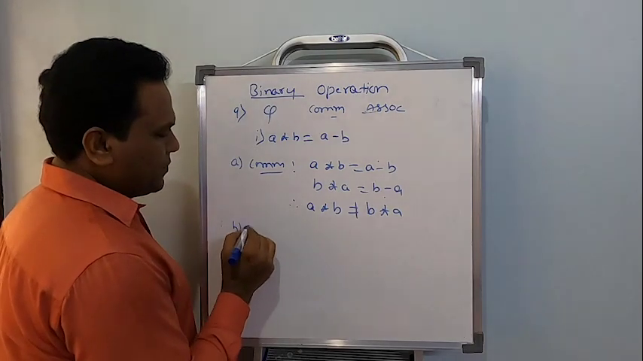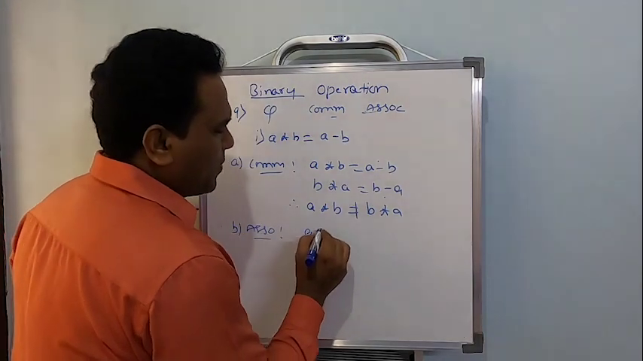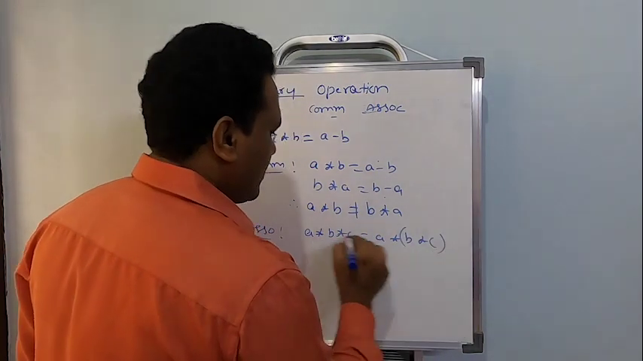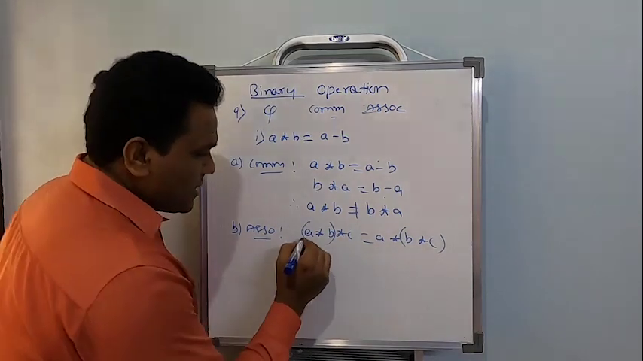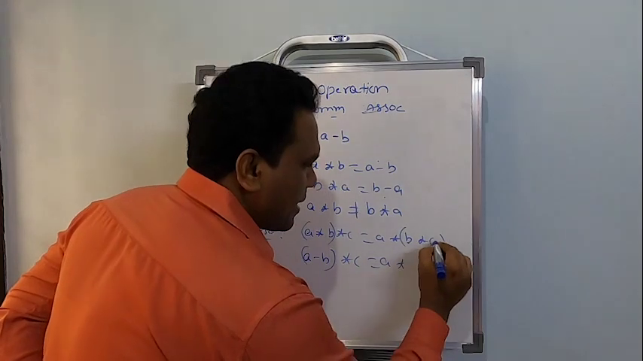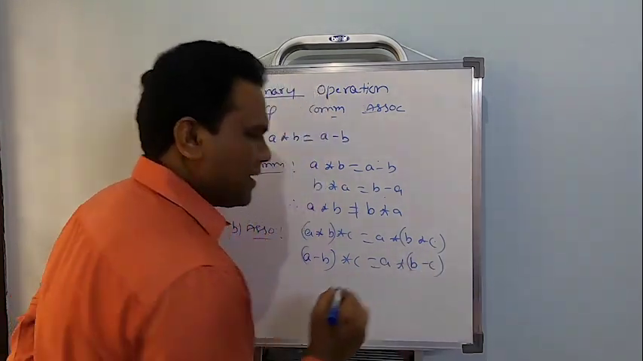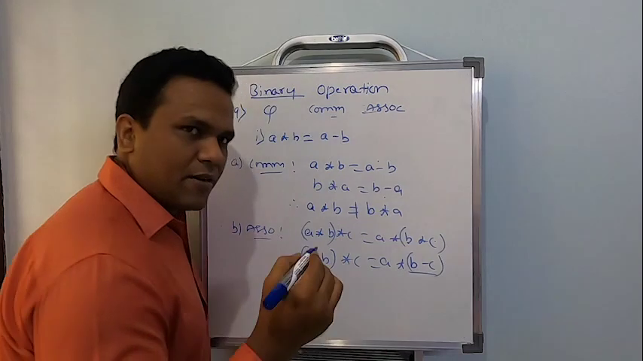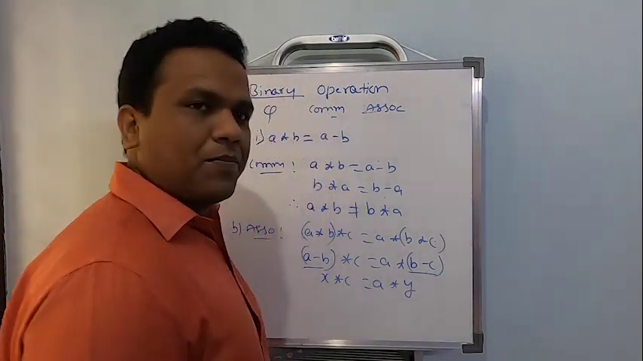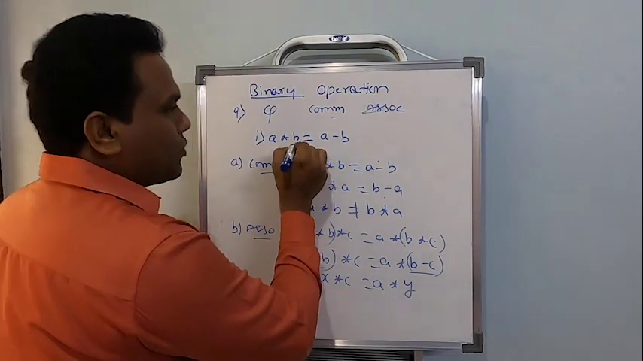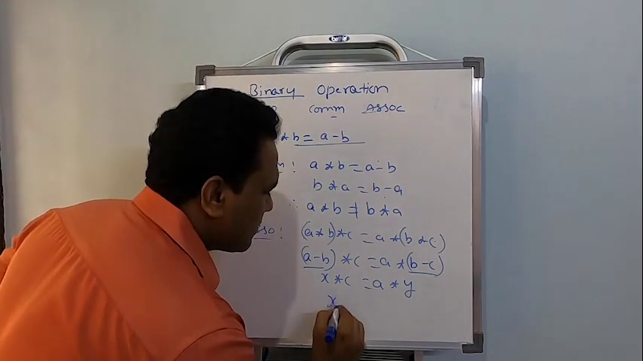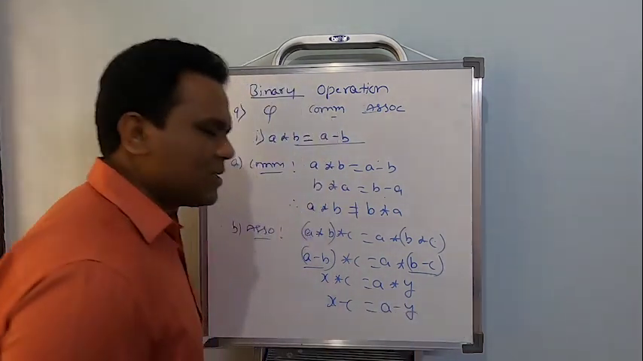Now, to check for associative, I told you to write the property (A star B) star C equal to A star (B star C). Then associate the elements like this. First apply for A star B: (A minus B) star C is equal to A star, and here apply for B star C, which is B minus C. So give names for these two as I have told you in the previous class. X star C equal to A star Y. Every time throughout this column, star will be replaced by A minus B. So this should be X minus C is equal to A minus Y.